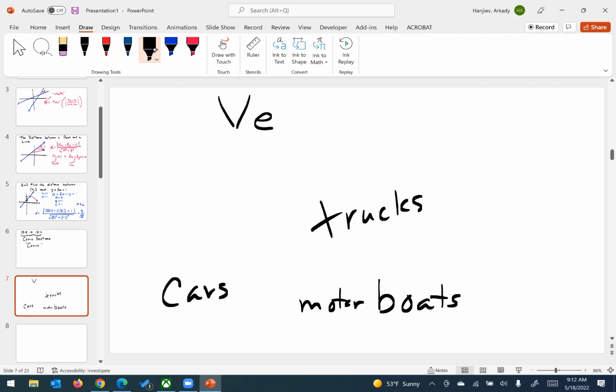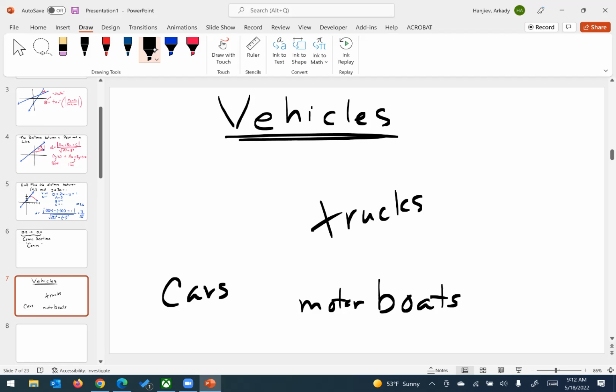Their vehicles. How do you spell vehicles? V-E-H-I-C-L-E-S. So cars, trucks, motorboats, all those have this overarching thing, and we can just call it vehicles, right?